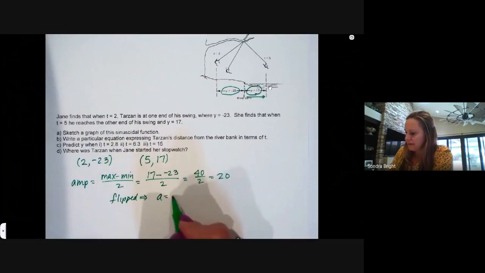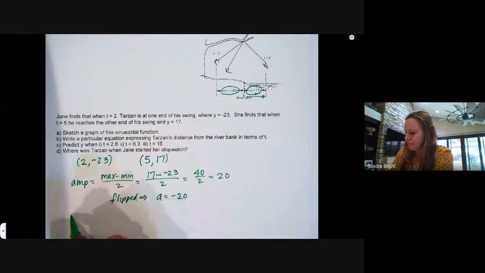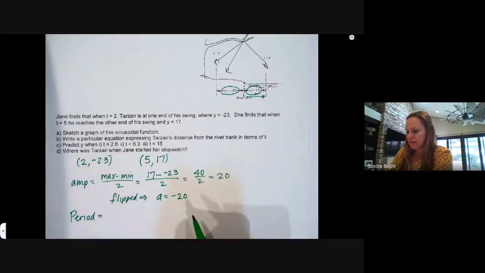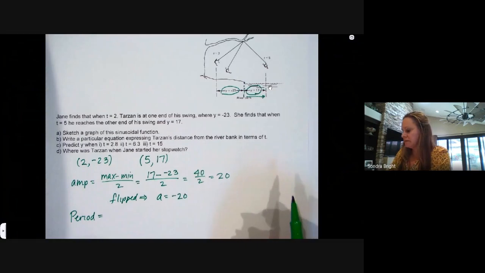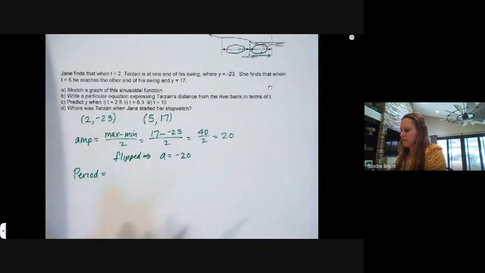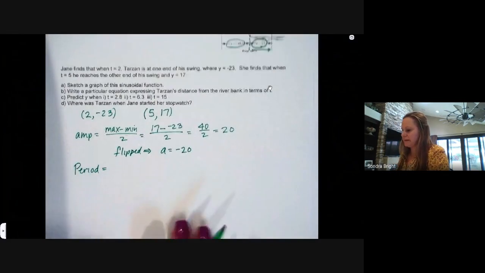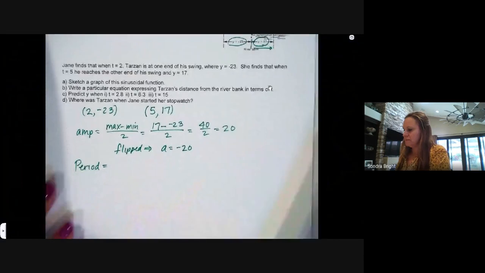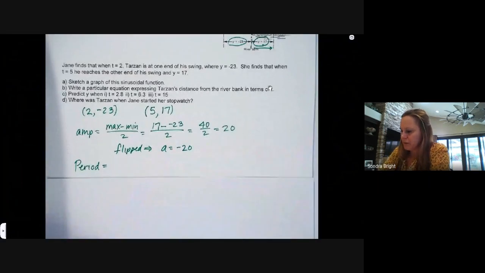The period is going to be, well, I guess I need to graph it first, huh? Let's graph it, and then we can find what the period is, because they haven't quite given it to us yet. So let's come back to that. Let's pause that. Let's graph it first.